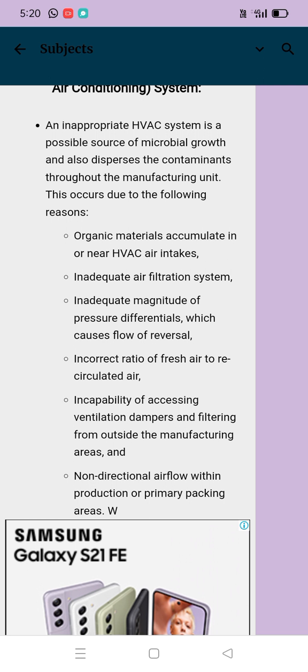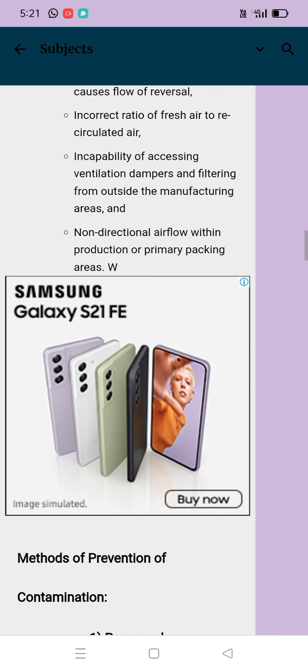That means we'll be removing the air from time to time now, so you have to circulate the fresh air only. And incapability of accessing ventilation dampers and filtering from outside the manufacturing areas, and not in a proper direction of airflow. So these are all the things which cause contamination in a specific area.